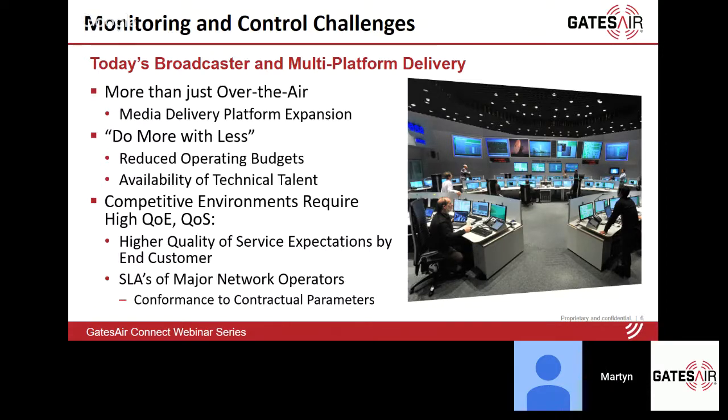So we believe that in competitive environments like this, any station that wants to remain competitive should be very careful in watching the quality of experience and the quality of service. The higher that can be, the better the satisfaction for the customer. The other thing is that many major network operators have service level agreements. They have to comply and conform with contractual parameters. Very, very important.